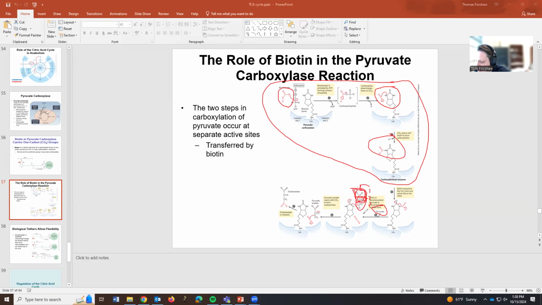One of the things that happens is that this rearranges to form the enol form. So the keto form is going to be C=O. The enol form is going to be C double bond C-O minus. So the double bond is moving to here instead, and that's what we have down here.